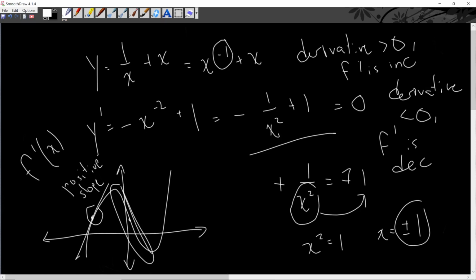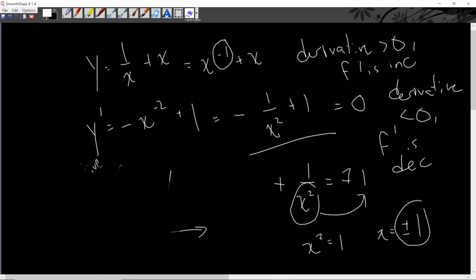Okay, so I'm actually going to try and illustrate this. So let's have a nice and simple parabola, right? And I'll start with concave up.